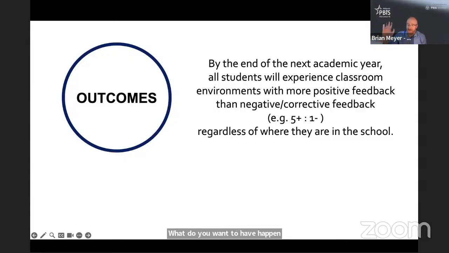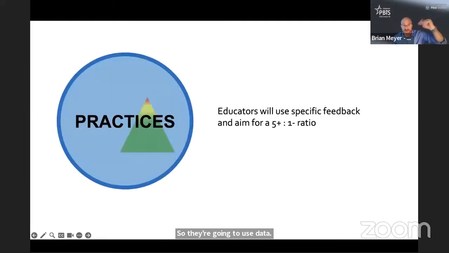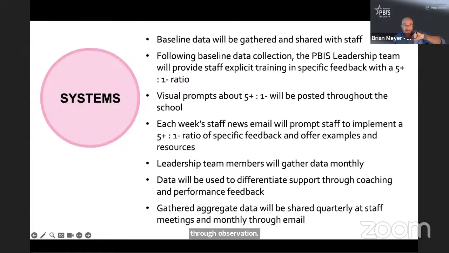If you do this kind of work, I've done this work with districts and schools, it's hard work. So many variables to get us to be effective in our 5-to-1 ratios. So they're going to use data. Let's provide professional development, collect data through observation. We're going to give educators specific feedback to help them make a 5-to-1 ratio. We're going to share that data with the staff, create visual prompts, have leadership teams.